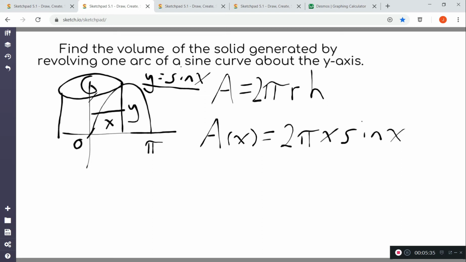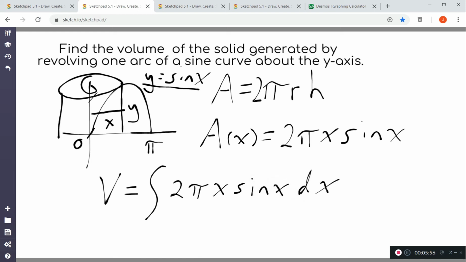So how do we turn this into a volume? The standard approach is that adding up an infinite number of these area sections will result in the volume. So our volume is going to be the integral of that area formula. Now what would our bounds be? X represents the radius. So if we look at the curve again, what's the shortest radius we could have? The shortest radius we would have is 0, right at the beginning. And the longest radius we would have would be pi, all the way at the end.